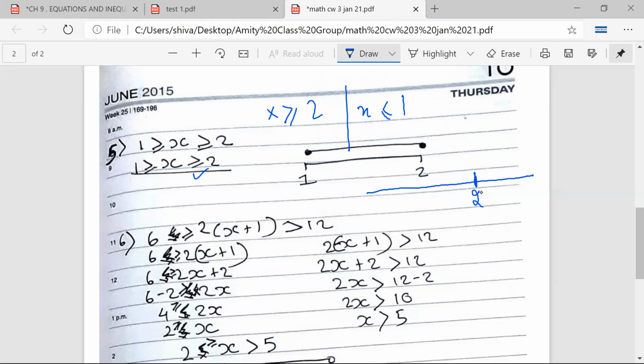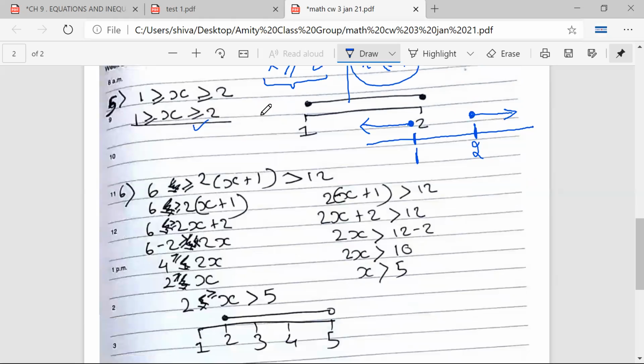This is your 2, this is your 1. Now x is less than or equal to 1, which implies that my x should be on this side. This part is saying that x should be greater than or equal to 2, so my x should be this side. So Soumya, what would be the solution? Sanviji, what will be the solution?